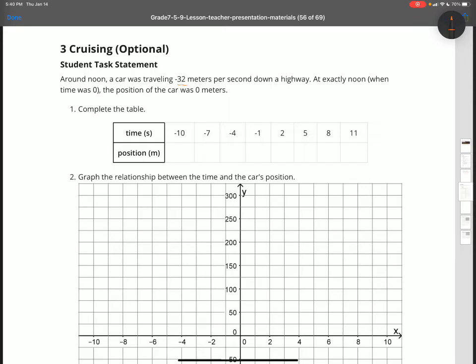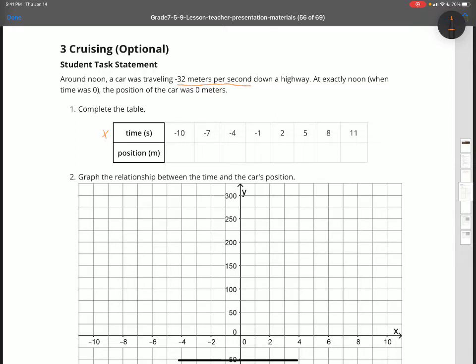So I'm going to underline the velocity or the unit rate, which is negative 32 meters per second. If you recall this from Unit 2, it's called the constant of proportionality, and we multiply it times each input or each x value in the table. Time is going to be my x value, and the position is going to be y. So I want to multiply negative 32 times each value of time. Remember, when I multiply two negative numbers, my answer will be positive.